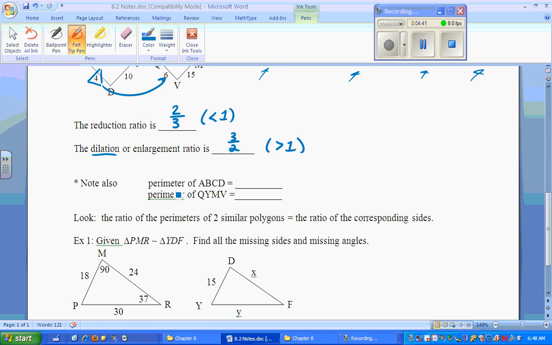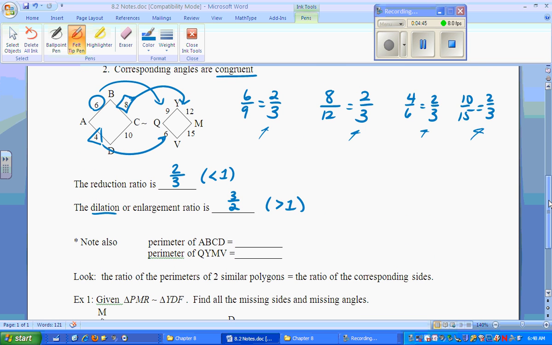Note also the perimeters. So let's talk about the perimeters. Well, if I did the perimeter of ABCD, the perimeter is 28 when I add up all those numbers. When I do the perimeter of the other one, I get 42. So if I want the ratio of perimeters, 28 to 42, and I simplify that, what do I get?